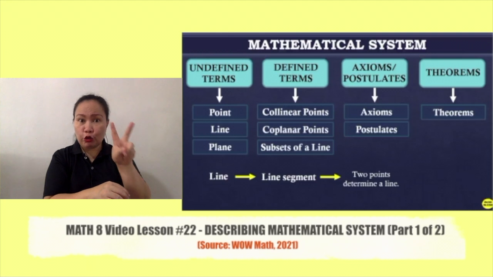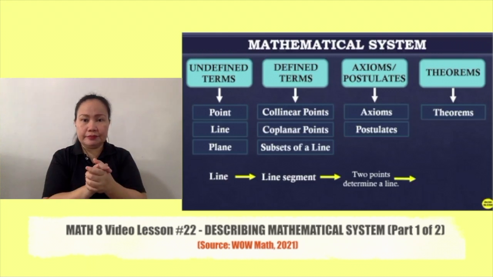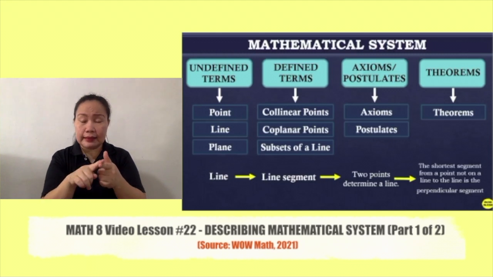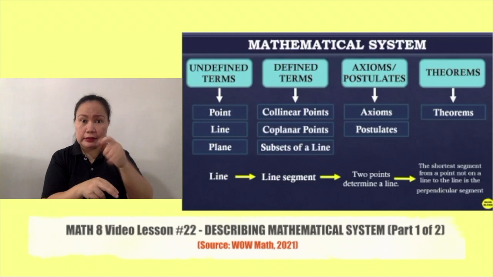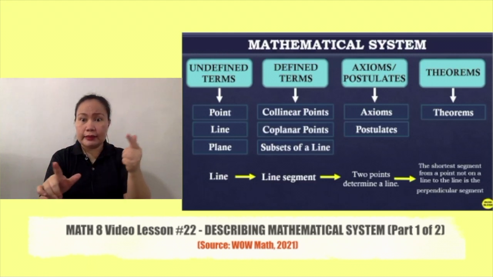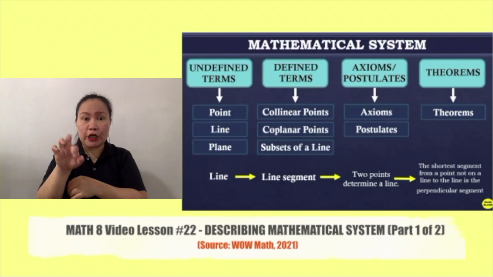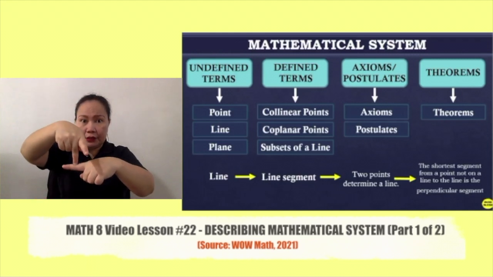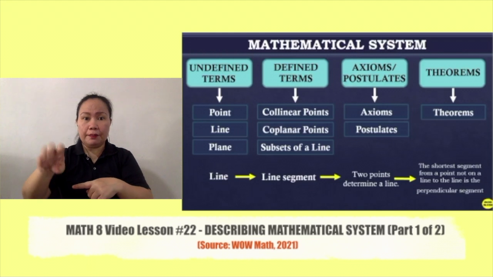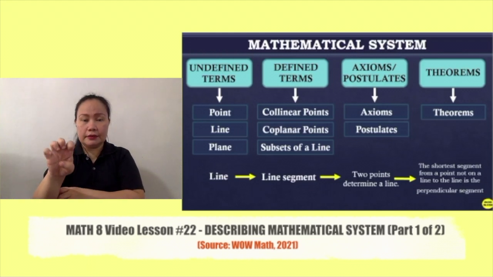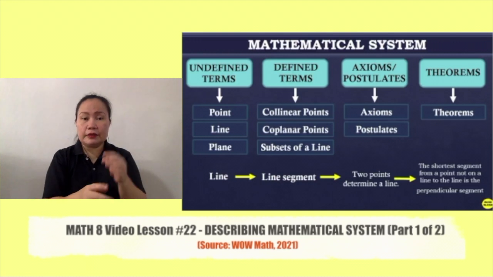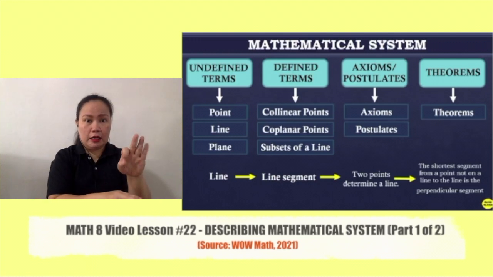Now, from undefined terms, we can have the postulate or the axioms. For example, 2 points determine a line. And then from here, we will have the theorem. For example, the shortest segment from a point not on the line to the line is the perpendicular segment. So, this is just an example of the relationship of these four parts of the mathematical system. Kung paano siya napupunta yung process from undefined terms to defined terms, to axioms, postulates, and to theorems.